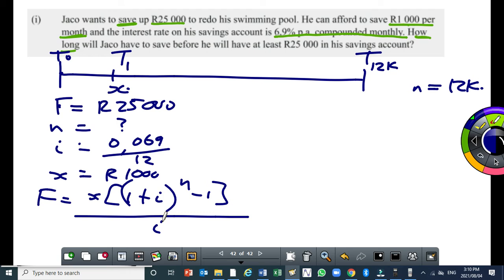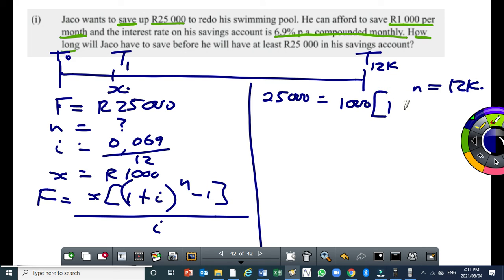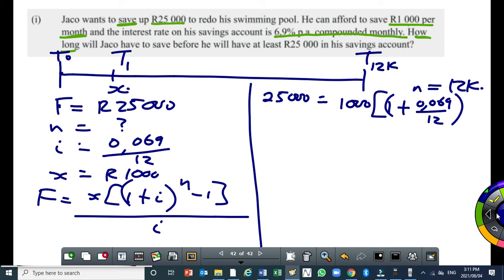All right, now let's carry on now. Substitution. We are going to substitute. The objective is to calculate n. Then, if I substitute, I'm going to have 25,000 on the left, then 1,000 times 1 plus 0.069 over 12, all raised to the power of, well, let's put n here, minus 1, right, divided by 0.069 over 12. That's all.